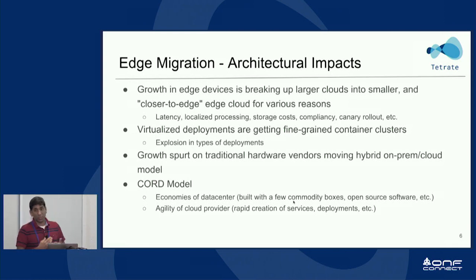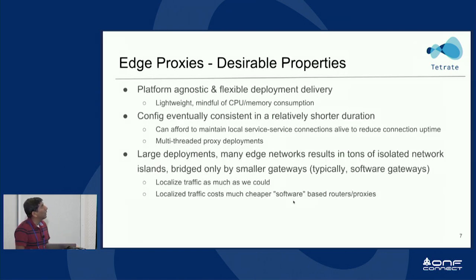The explosion of deployment types, for instance Docker-like microservices deployment, is actually helping in exploring these edge services, because now you want to have the localized container world talk to a localized control plane. In fact, the CORD model advocates these two philosophies: economics of the data center with the agility of cloud. You could achieve that only through certain architectural changes, and so we're going to look at what those are.